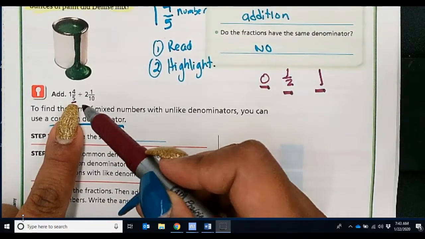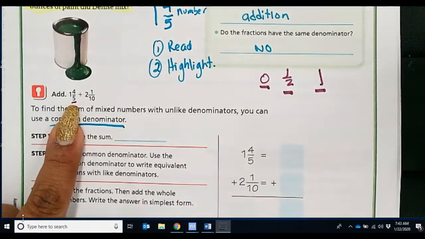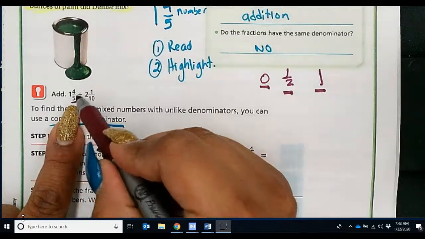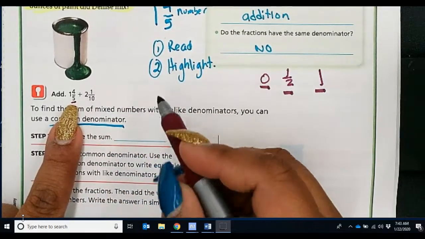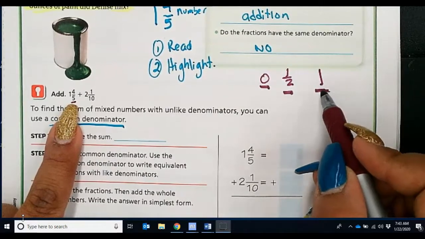4 is very close to 5. Right? 4 is very close to 5. That means that it's very close to a whole number. So I'm going to round that to a 1.